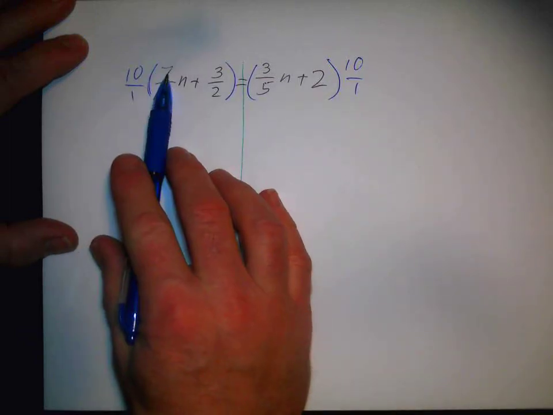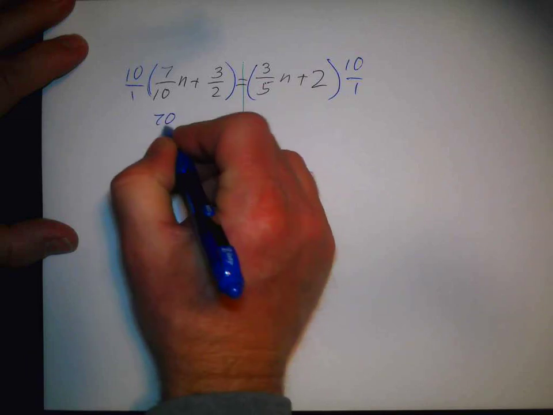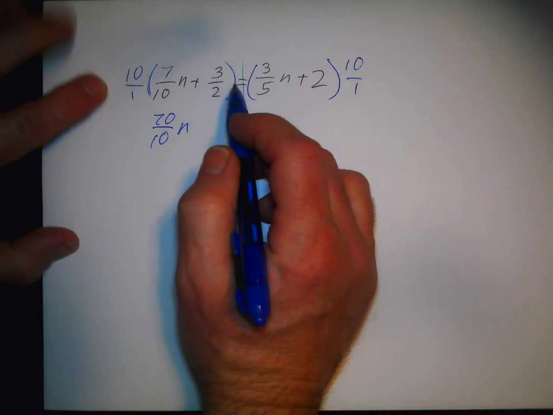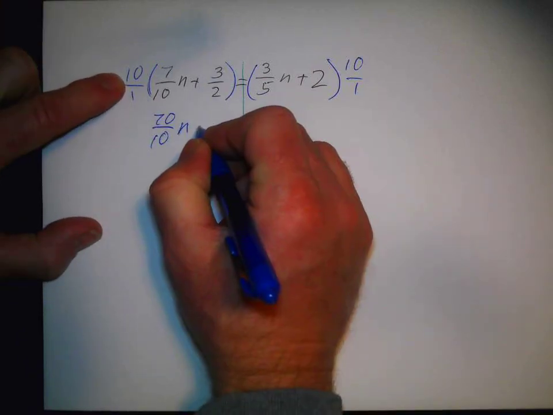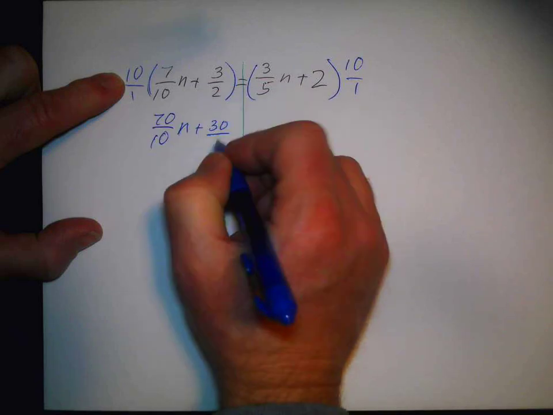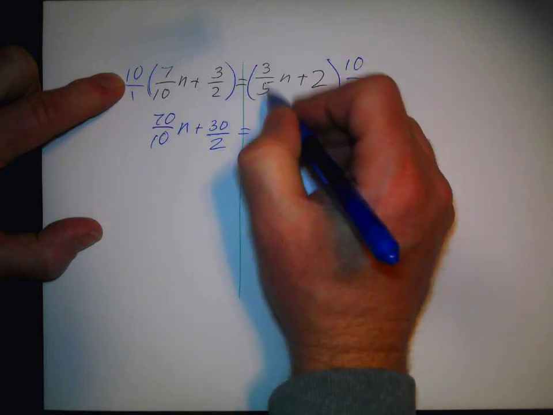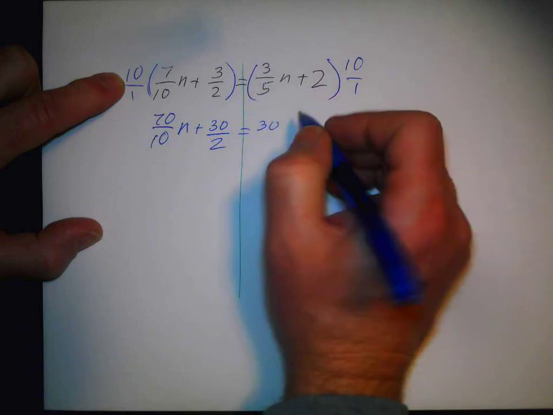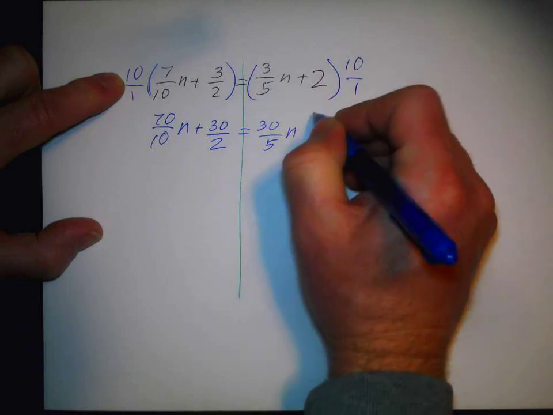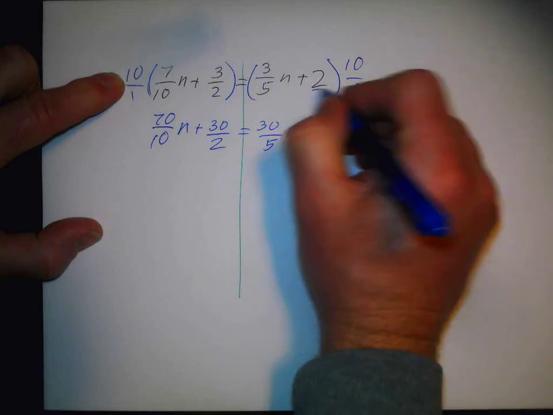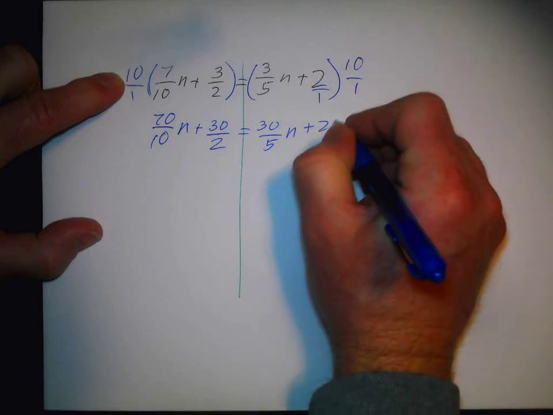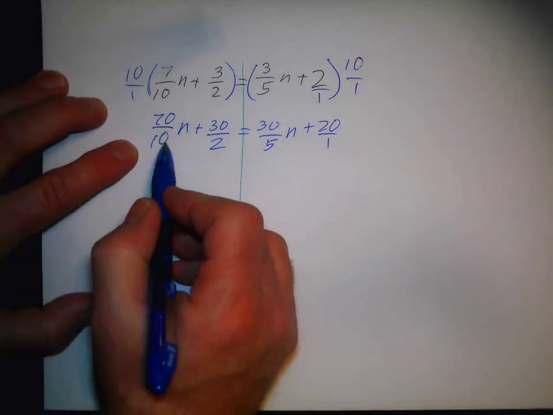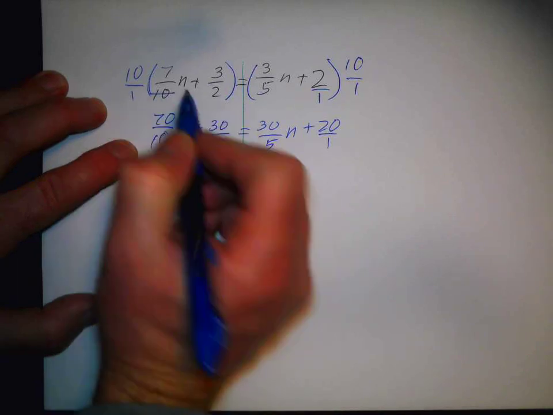10 times 7 is going to be 70 over 10n. This is going to be 10 times 3, which is 30, over 2 equals 30, because the 10 times 3, and then 5 over 5, n plus, this is really 2 over 1, is really 20 over 1. Now if we look at these and simplify them, there was a 10 on the top of this and a 10 on the bottom. So really, I can get rid of those.